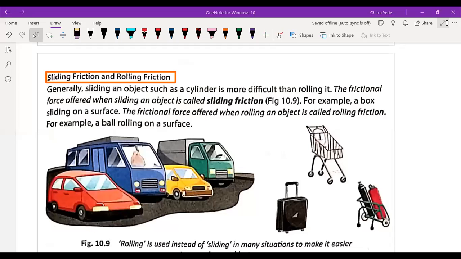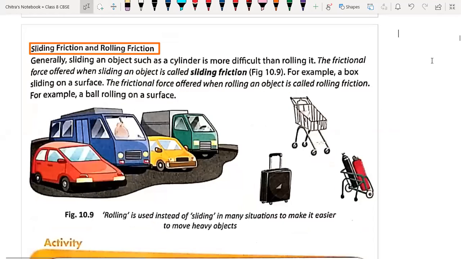Now we are going to discuss today about sliding friction and rolling friction. In our previous class, we already discussed what friction is, and then we discussed kinetic friction and static friction. Now we are going to discuss in today's session sliding friction and rolling friction.